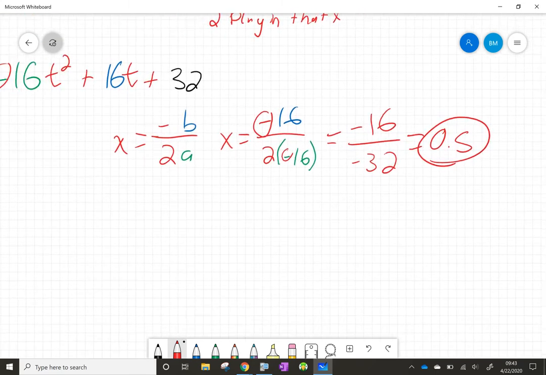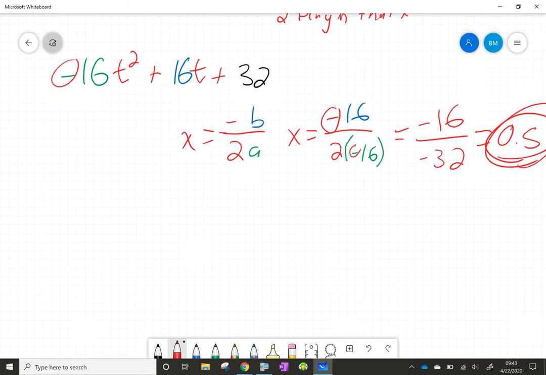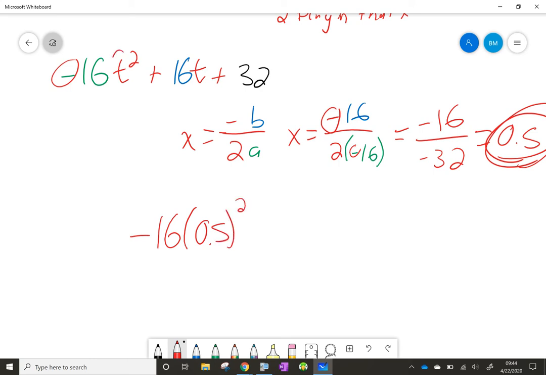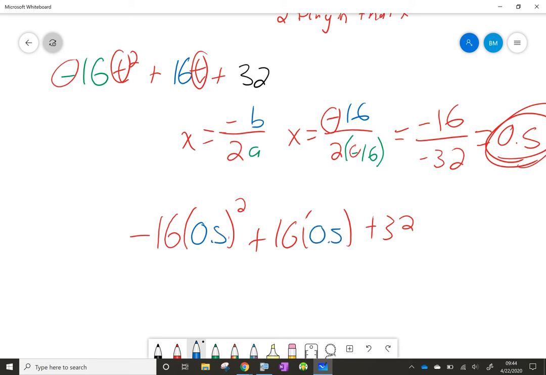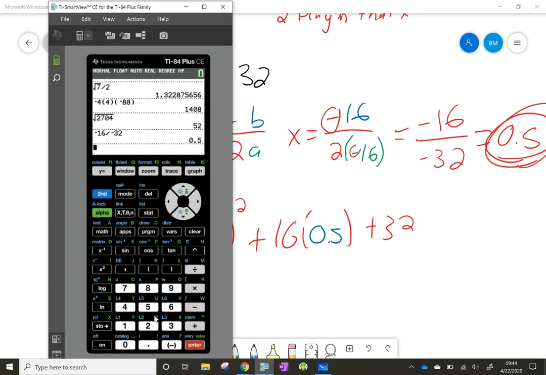So now we plug this x value into the equation. I guess it's a t value in this case. So negative 16 times 0.5 squared, because this is replacing the t's, plus 16 times 0.5 plus 32. You can see I'm plugging in these 0.5s where the t's were. So now we just have to type this all into our calculator. Let's try to do all this at once, because if you have a fancy calculator like this, you can.